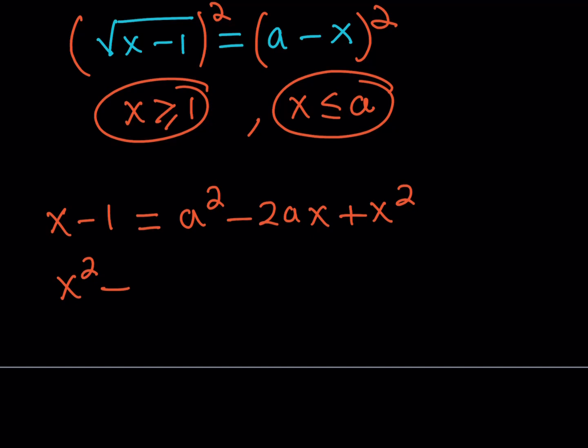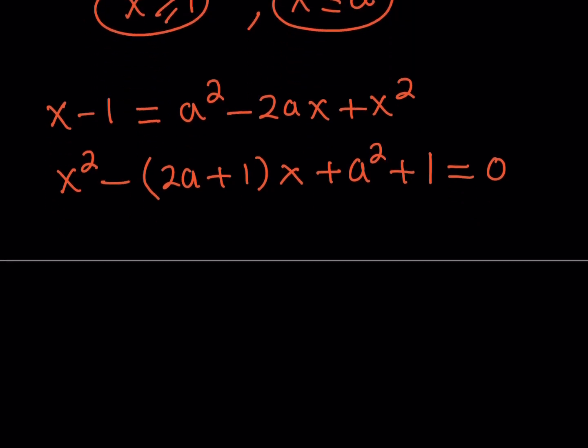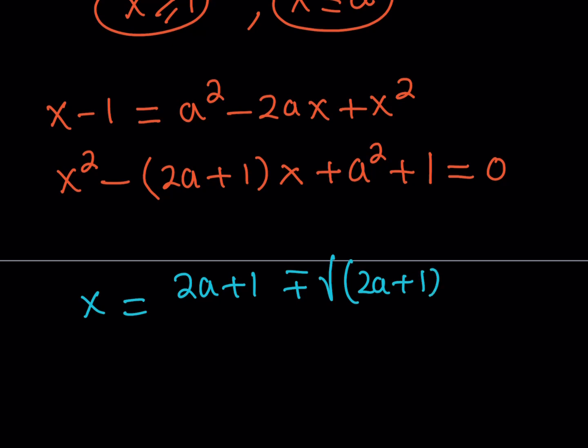x squared minus the quantity 2a plus 1 times x, and then I'll bring the negative 1 over, and I'll get a squared plus 1, and the whole thing is equal to 0. This is a quadratic which we can solve by using the quadratic formula. So let's go ahead and use the quadratic formula. x equals negative b, which is 2a plus 1, plus or minus the square root of b squared, which is 2a plus 1 quantity squared, minus 4ac, which is 4 times the quantity a squared plus 1.